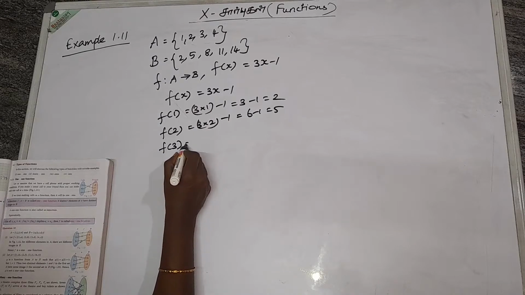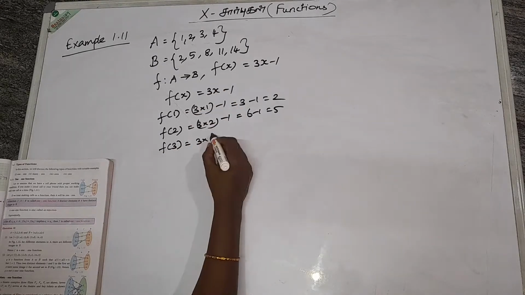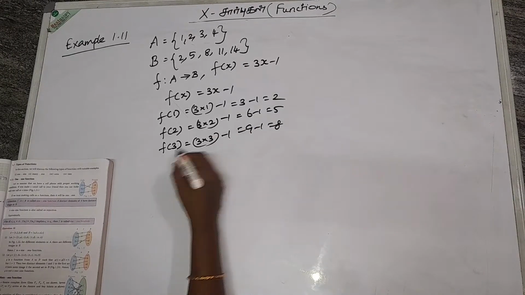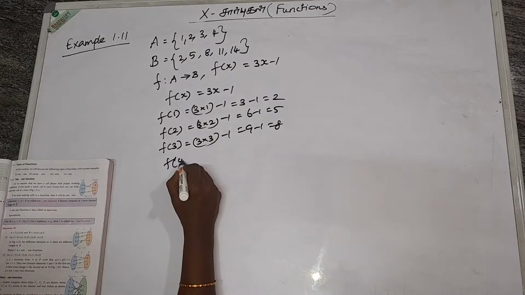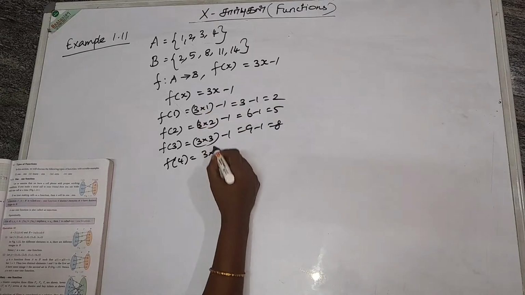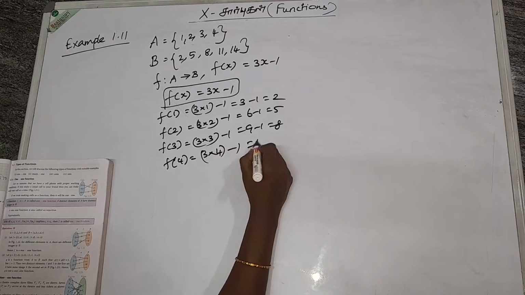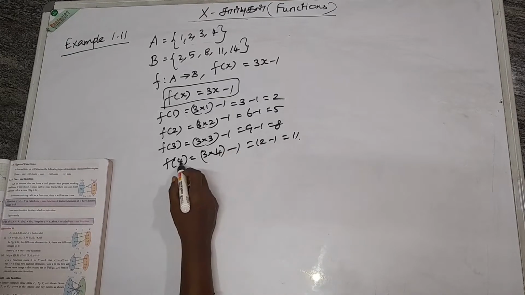And then the third one, 3. So 3 into, in the place of x you have to substitute 3, minus 1. 9 minus 1 is 8. So the image of 3 is 8. Then the fourth element, f of 4, is equal to 3 into, in the place of x you have to substitute 4, minus 1. So 12 minus 1 is 11. Okay, the image of 4 is 11.